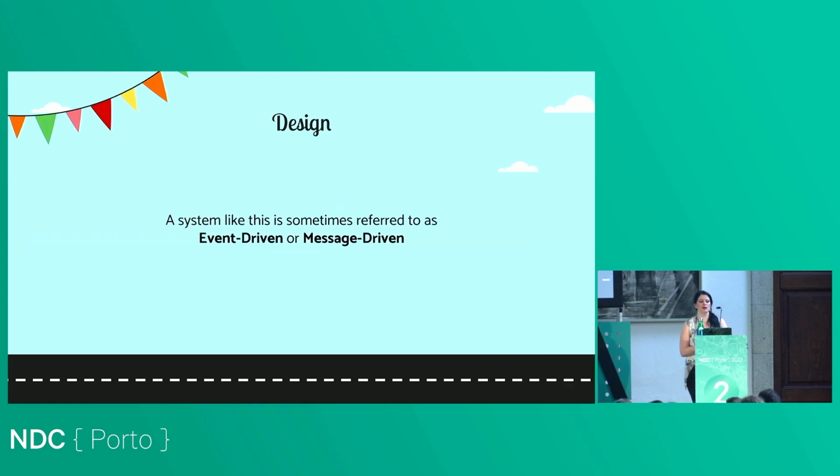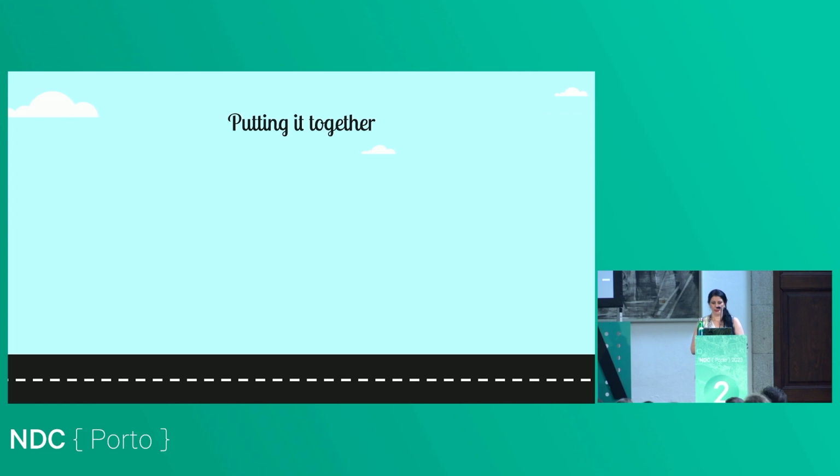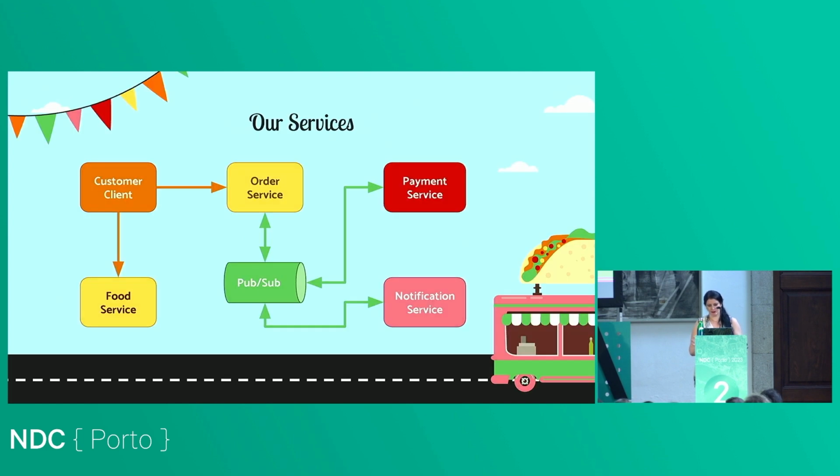Now, a system like this can sometimes be referred to as event-driven or message-driven. There's a slight difference between these, but I'm not going to go into it. You can do some more research on that. But these are, because there are these events happening that things can subscribe to, okay? So putting it together, we now have the synchronous communication in the front to the customer, and then we have the asynchronous stuff at the back for all the machines to talk to each other, okay?